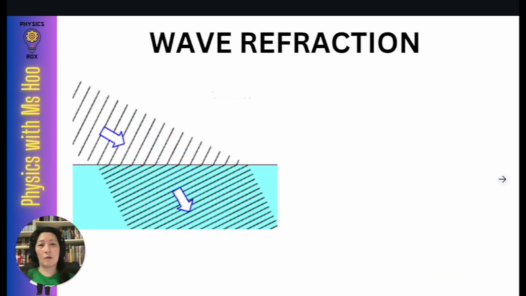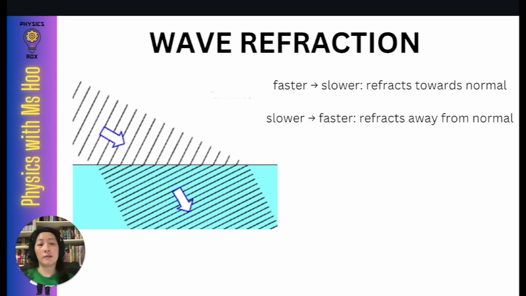Next, let's look at wave refraction. So wave refraction is about the change in direction of the wave due to the change in speed. So this is a diagram that shows water waves undergoing refraction. So here you find that the waves have changed direction. Remember that when waves travel from a faster to slower speed, it refracts towards normal, while when traveling from slower to faster, it refracts away from normal.